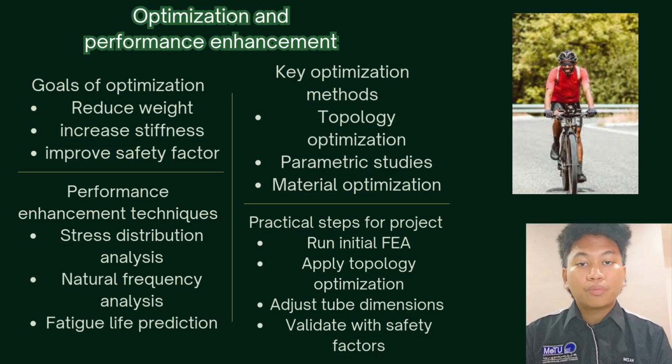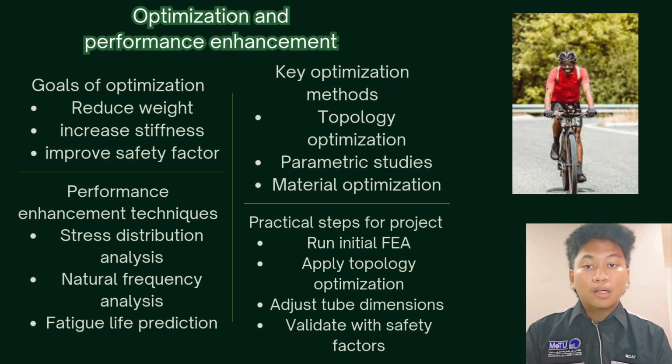Firstly, topology optimization is crucial. It's a mathematical method that optimizes material distribution within a given design space for a set of loads and boundary conditions. It's essential for finding the best shape. Secondly, parametric studies allow engineers to systematically vary design parameters and evaluate their impact on performance.